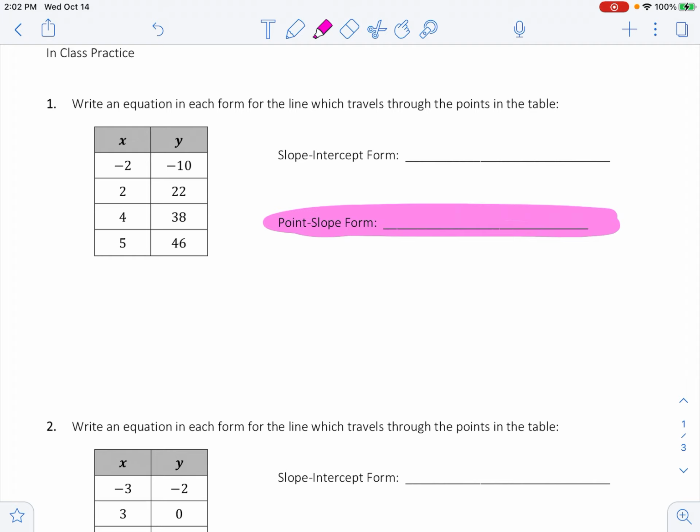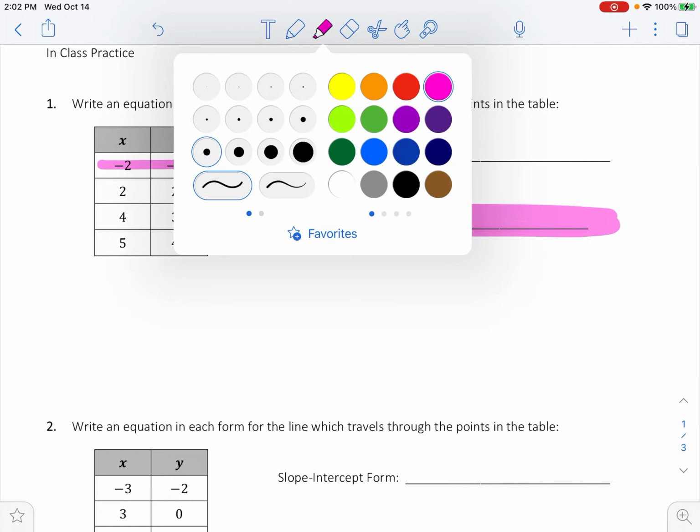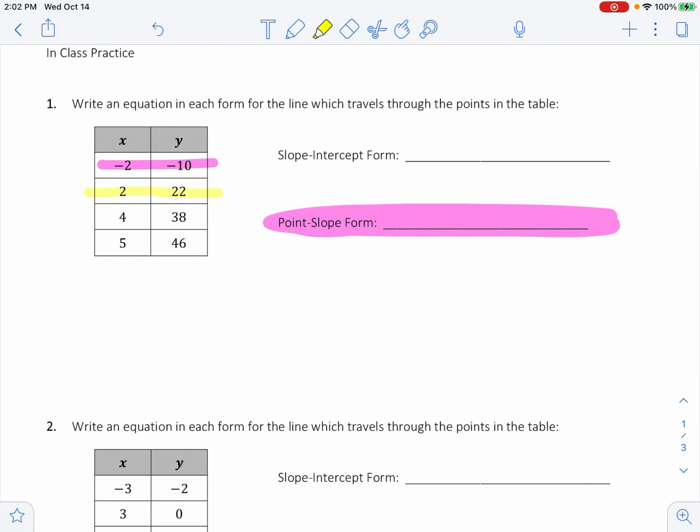So to write in point-slope form, I need a point. I can pick any point that I want. I pick the first one. And then I need the slope. If I need a slope, it either needs to be given to me, which it's not, or I need 2 points. I have 4 points total, so I'm going to use the first 2 points. I'm going to call this x, y, x, y. This is my first point. This is my second. So now I'm going to find the slope.